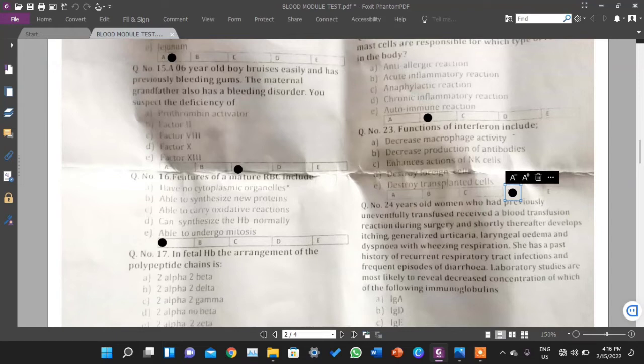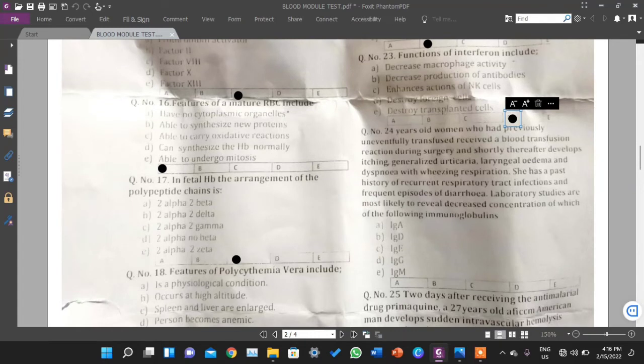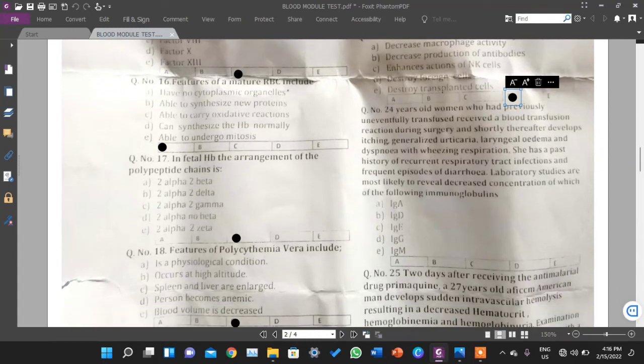Question number 24: a 24-year-old woman who had previously been transfused uneventfully received a blood transfusion during surgery and shortly thereafter develops itching, generalized urticaria, laryngeal edema, and dyspnea with wheezing respiration. She has a past history of recurrent respiratory tract infections and frequent episodes of diarrhea. Laboratory studies are most likely to reveal decreased concentration of which of the following immunoglobulins: IgA, IgD, IgE, IgG, or IgM?